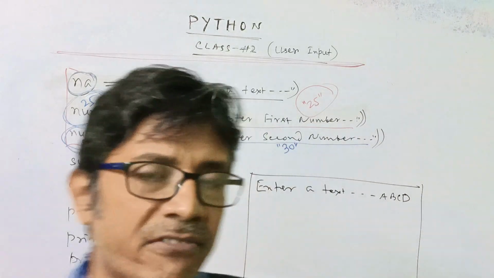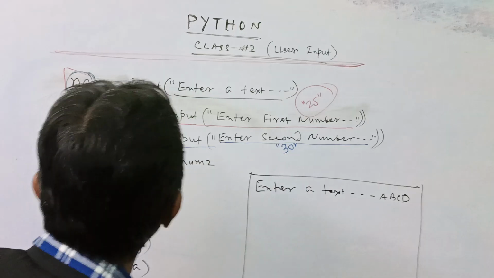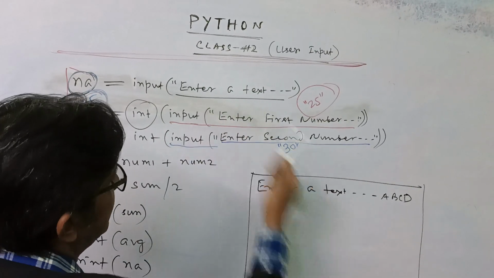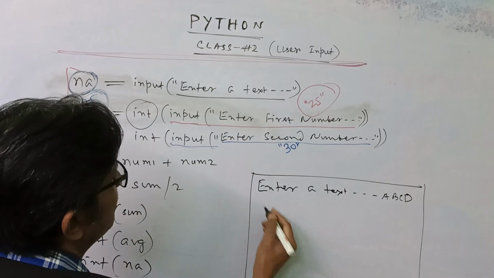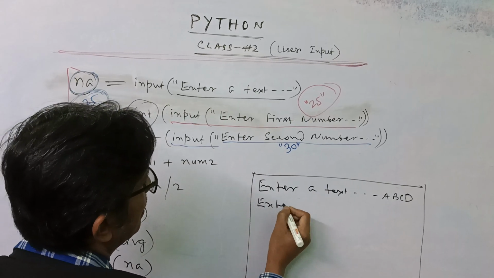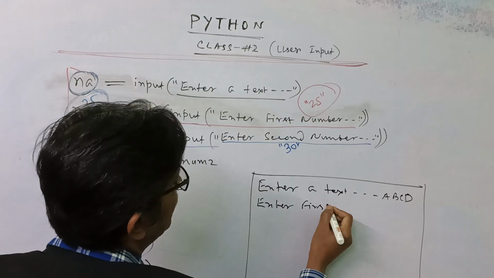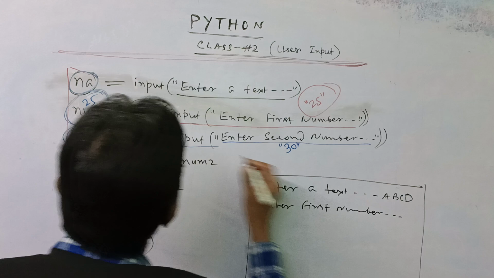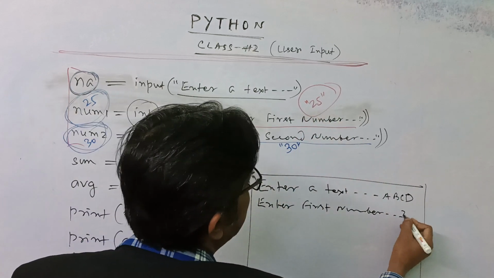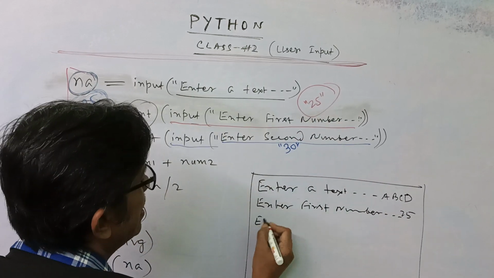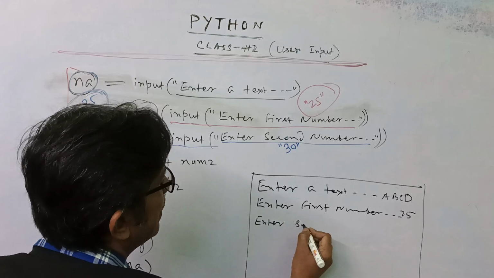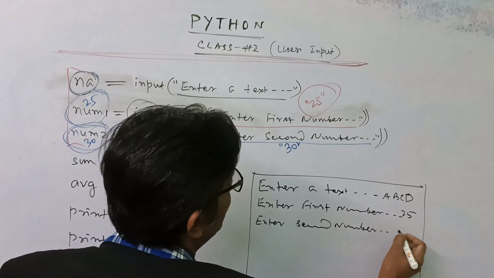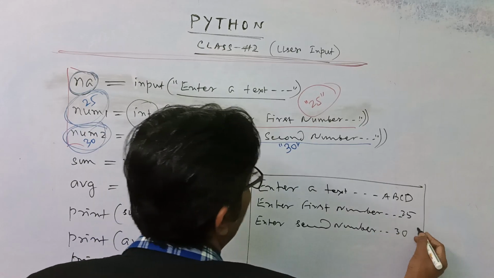So if you take right at this moment, if you run this code, what will happen? Enter a text, we have taken the text, now enter first number. Suppose you have given, what I have written? 25. You have written 25. Then enter second number, 30 I have taken. Now press the enter key.